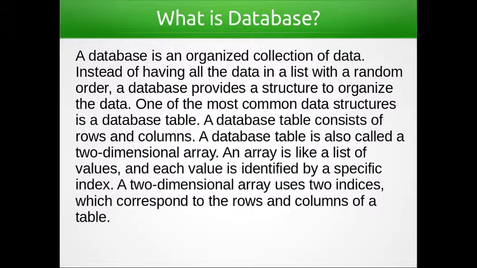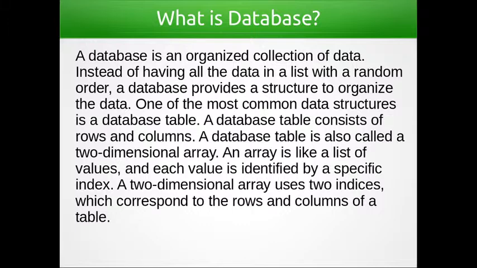Okay, so a database table is also called a two-dimensional array. So it is actually like a two-dimensional array, because it has rows and columns. So an array is like a list of values, and each value is identified by a specific index. A two-dimensional array uses two indices which correspond to the rows and columns of a table.